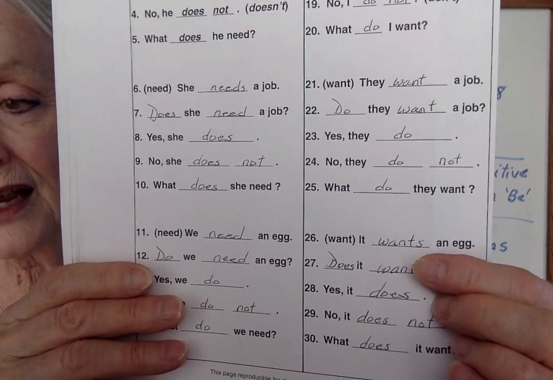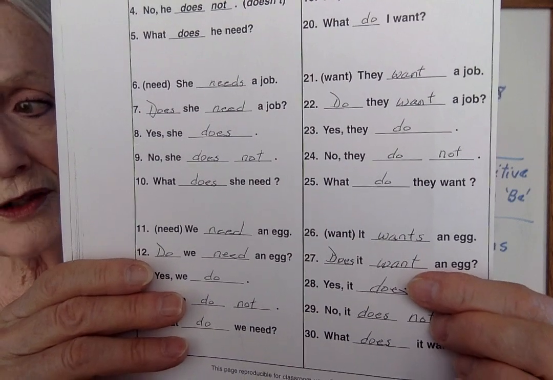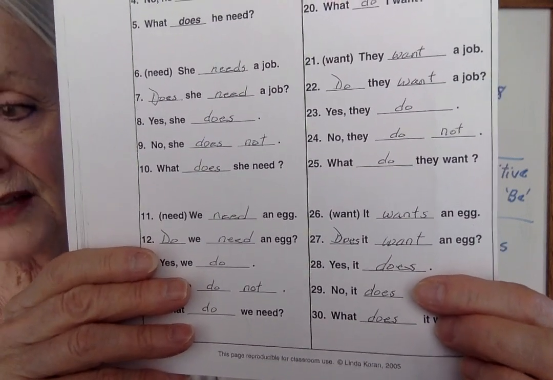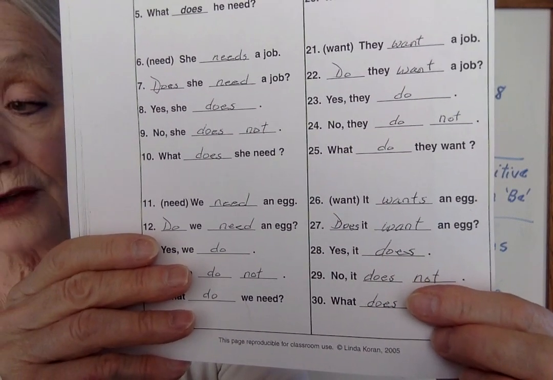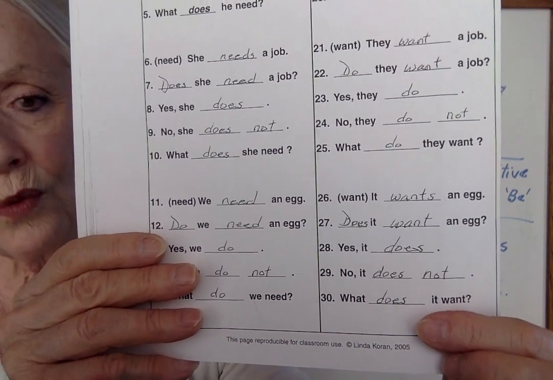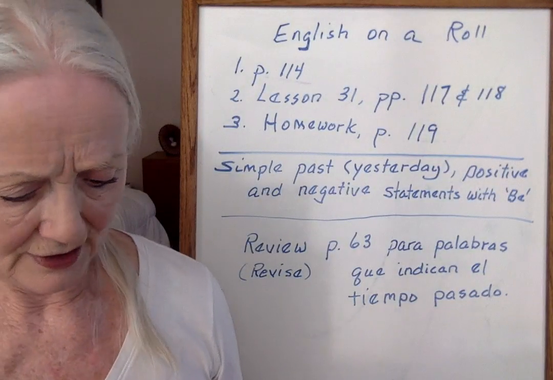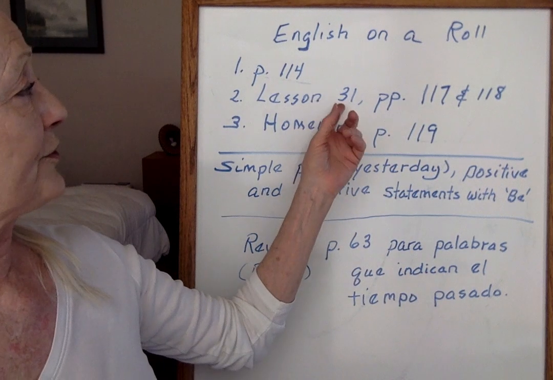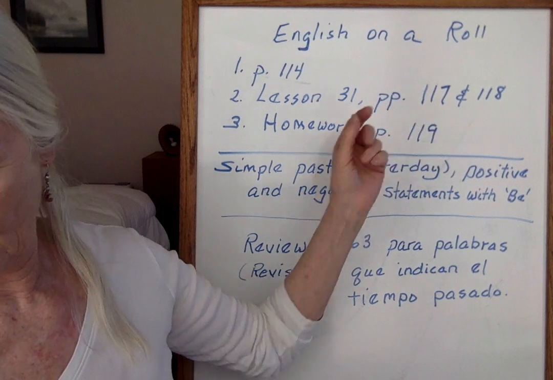27, does it want an egg? 28, yes it does. 29, no it does not. What does it want? So those are the answers. And now let's go to lesson 31, and we'll go first to page 117.